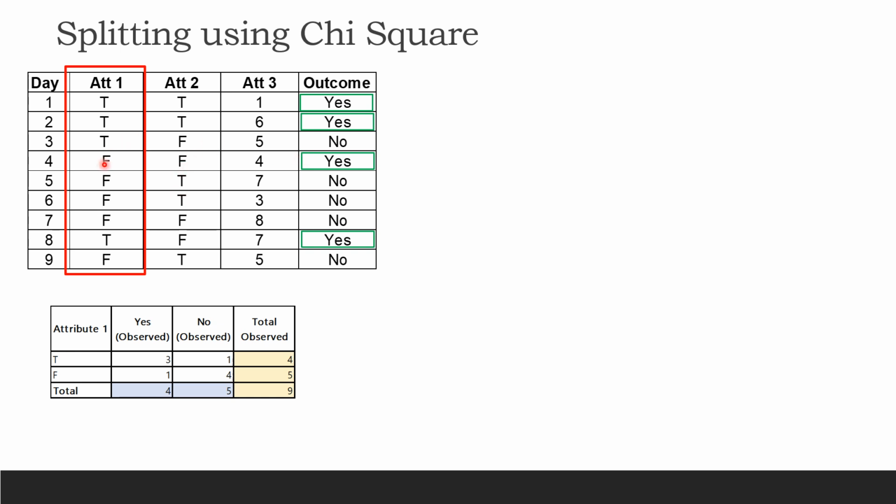Sorry, this is the false. So for true, this one, two, and three. These are the three yeses, and one no is observed for true values, which is this one. And similarly for false, we have 1 and 4, and we find out the total of these observations in here.